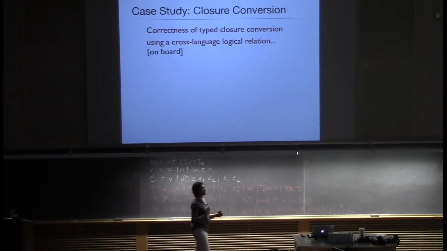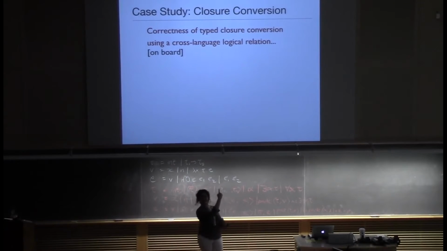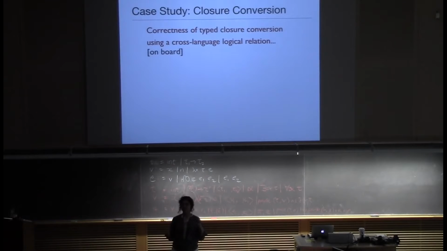We talked about how we did this whole case study, closure conversion, type closure conversion using a cross-language logical relation. Right? And I sort of ended the lecture by saying, all right, now you prove that if ES compiles to ET, then ES is logically related to ET. Right? Okay, that effectively becomes the fundamental property for that logical relation.